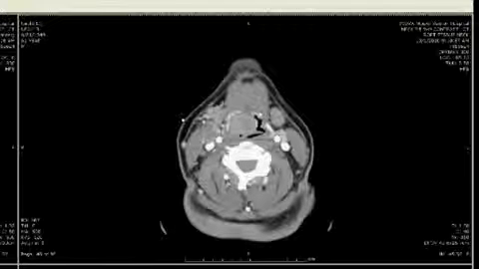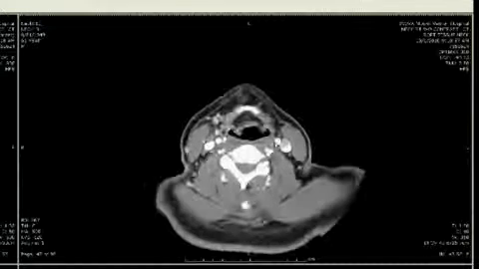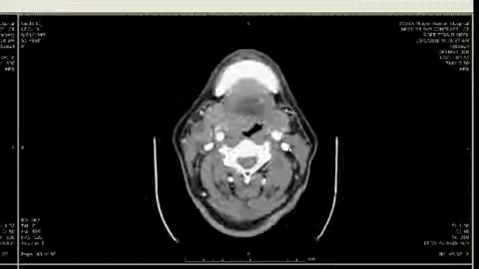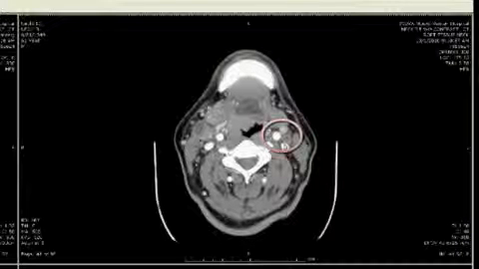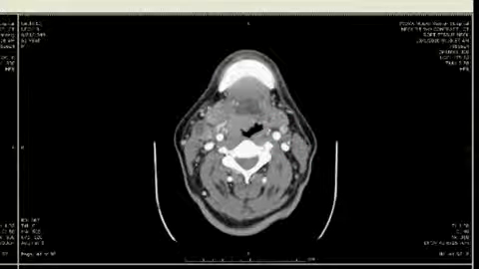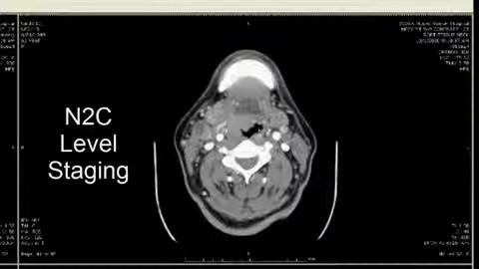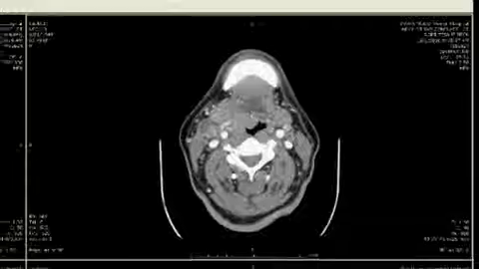However, looking more carefully, we note that there is an additional necrotic lymph node on the left side, making this a contralateral lymph node with necrosis in the level 2A chain. Therefore, the nodal staging is going to be based on bilateral lymph nodes, and that would make it an N2C level staging of the tumor.